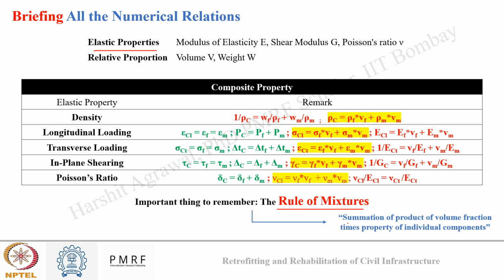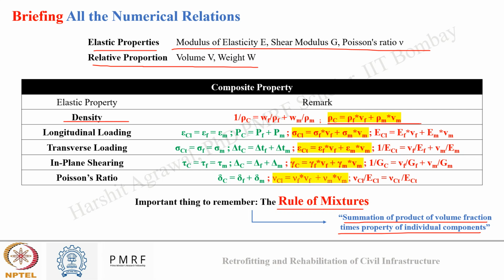The rule of mixture is nothing but the summation of the product of volume fraction times property of each individual component. Suppose you know the relative proportion of fiber and matrix, and you know the properties of fiber and matrix. Then your density follows the rule of mixture. In longitudinal loading, the stress follows the rule of mixture, and the modulus of elasticity also follows the rule of mixture.